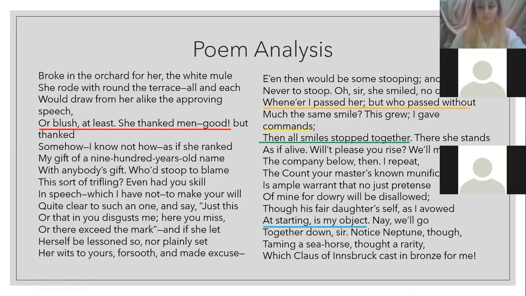Yes. Well done. And then what I find really interesting down here is, as we know, he's speaking to the servant of this other family, and he actually speaks about his next possible wife to the servant here. "Though his fair daughter's self, as I avowed at starting, is my object." So now really he's weird, thinking like the new wife is much better than the old wife.